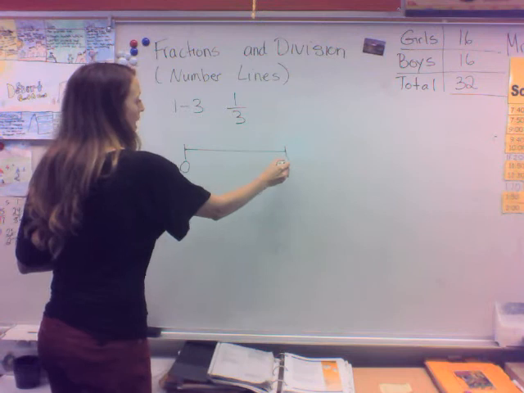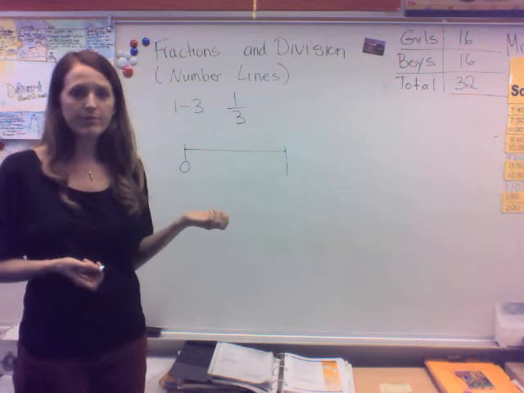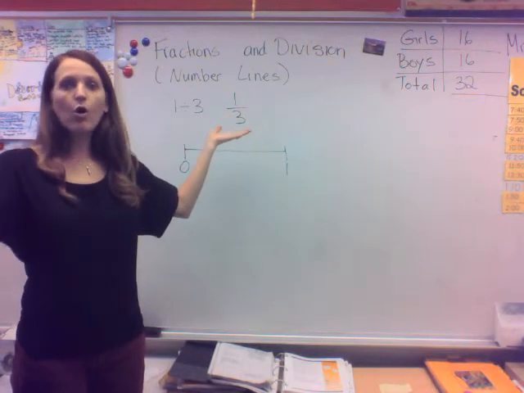So I labeled 0 and 1. Now how do I know how many pieces I need to break it into? Does our numerator tell us that, or our denominator?